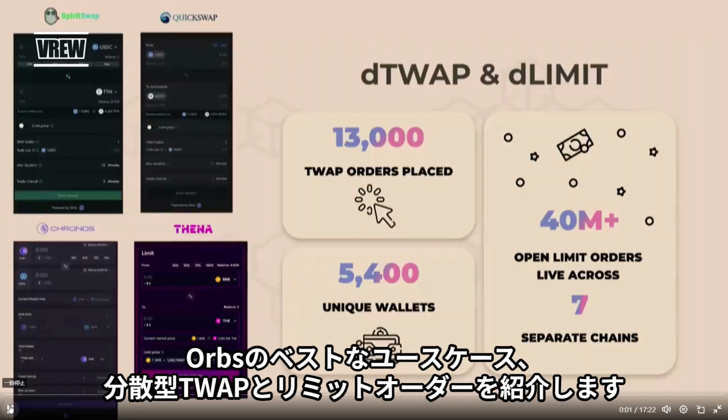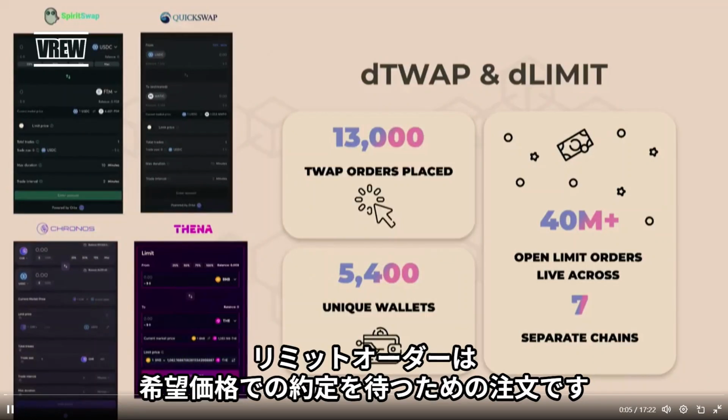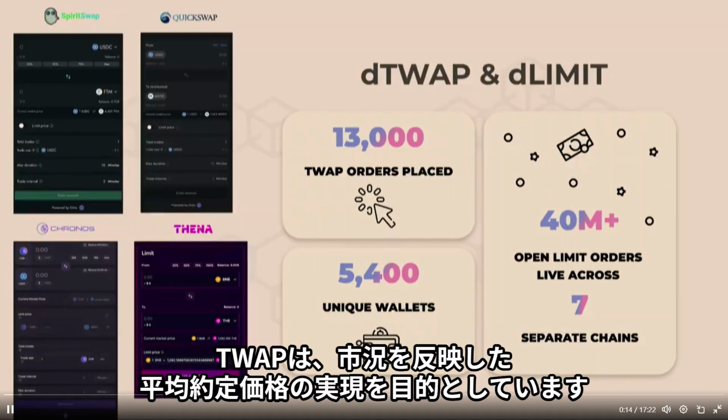One of the best use cases we found for that is TWAP and limit orders for decentralized exchanges. I'm sure everybody here knows what a limit order is. It's an order that sits there waiting for the right price. It then gets executed at the right price. And TWAP is time-weighted average price.